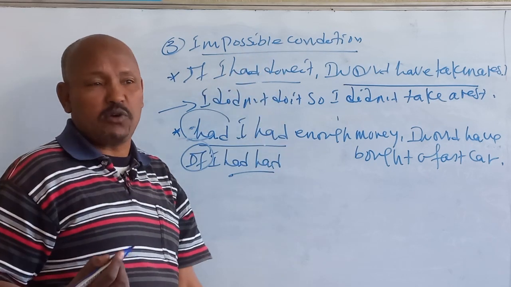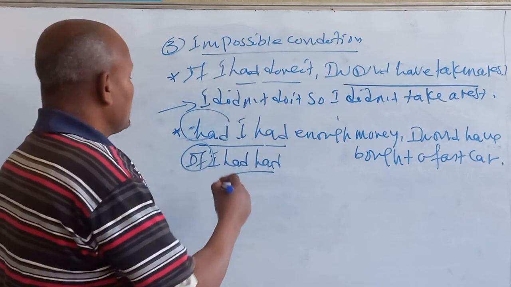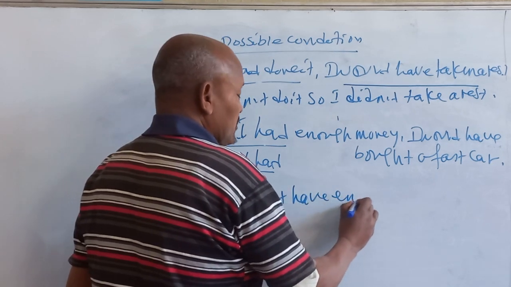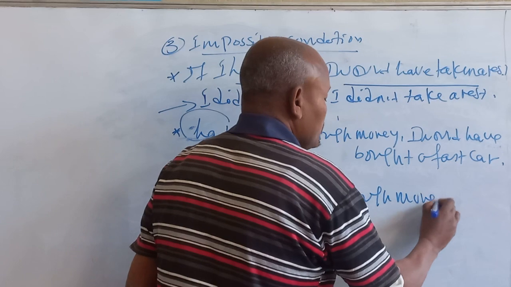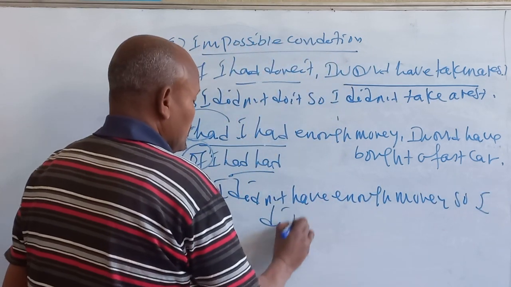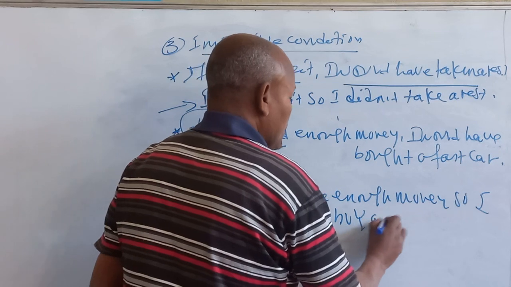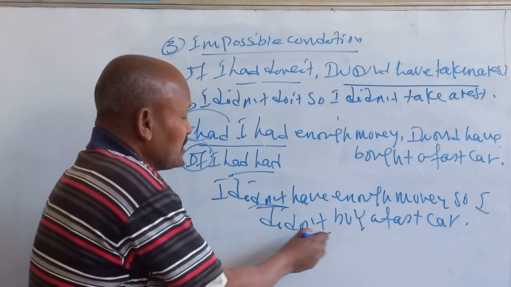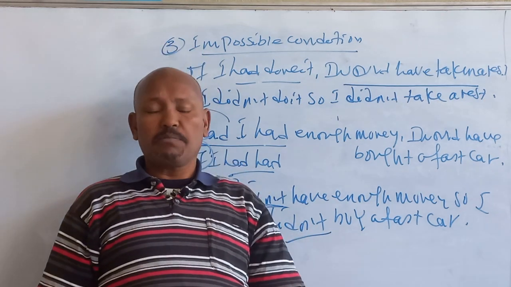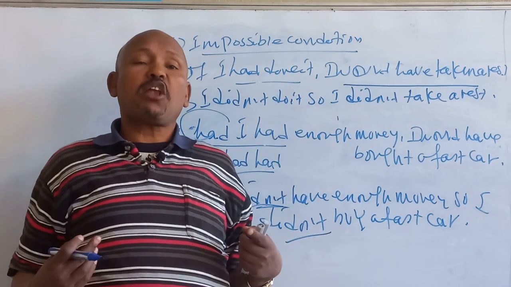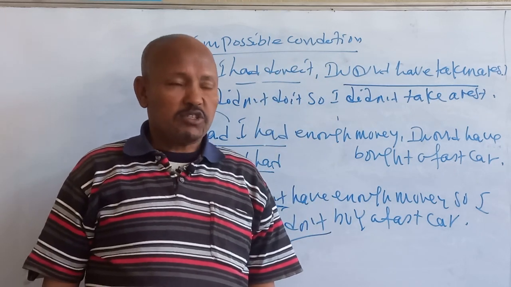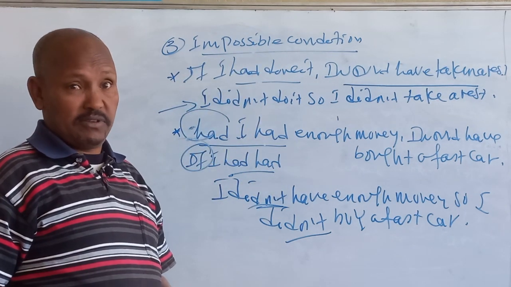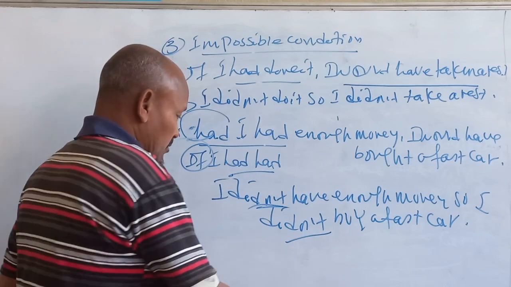We are talking about the past, and it is an impossible condition. So what does it mean? I didn't have enough money, so I didn't buy a fast car. That is the implied meaning. So our third use of past perfect is in impossible conditions.